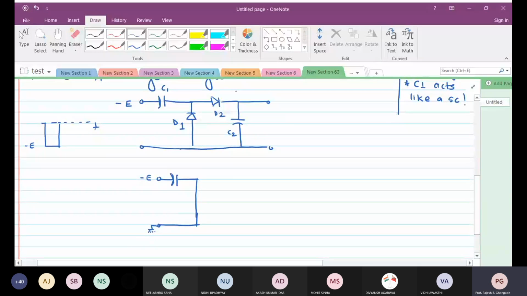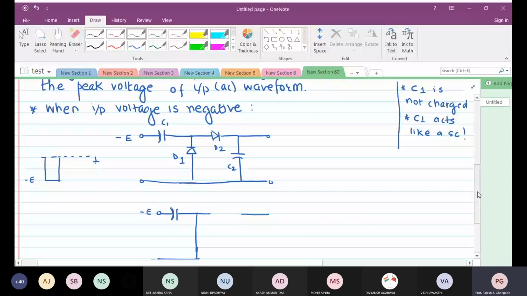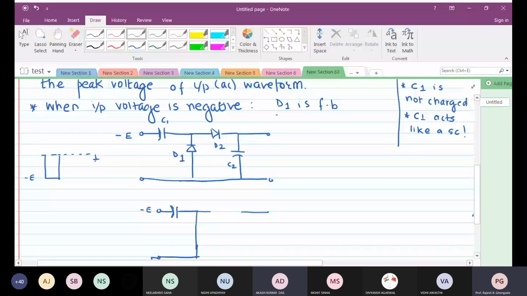What about the other part, D2? What is the status of D2? Is it reverse biased? Agreed, D1 is forward biased. What about D2? Yes, it is reverse biased. Absolutely. Why is it reverse biased?